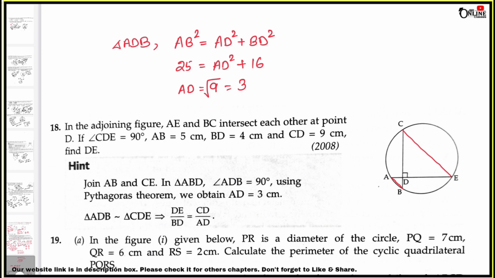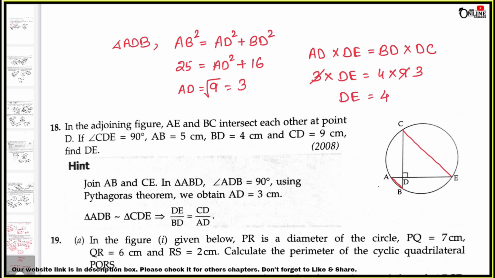Now, in the diagram, AE and BC both are chords of the circle. Okay, I repeat, AE and BC are chords of the circle which intersect at the point D. So we can write down AD into DE equal to BD into DC. I hope you know the theorem. It's written in your book. So here 3 into DE equal to 4 into 9. When 9 is divided by 3, it becomes 3. So DE equal to 4 into 3, 12. So your final answer equal to 12.